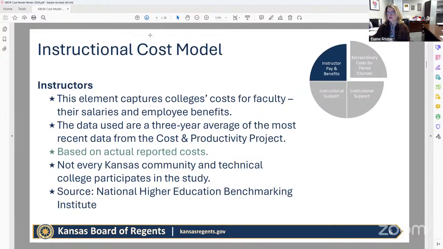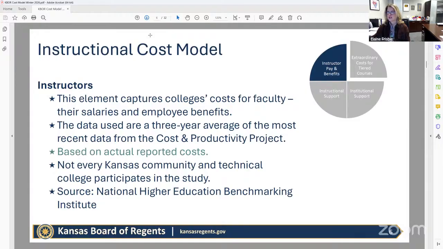So just each of the elements of the instructional cost model, starting with the most important one, our instructors. What are the college's costs for employing faculty? What are their salaries? What are their benefits? A few of our colleges do participate in the study at the National Higher Education Benchmarking Institute, and that is the information that we have used.